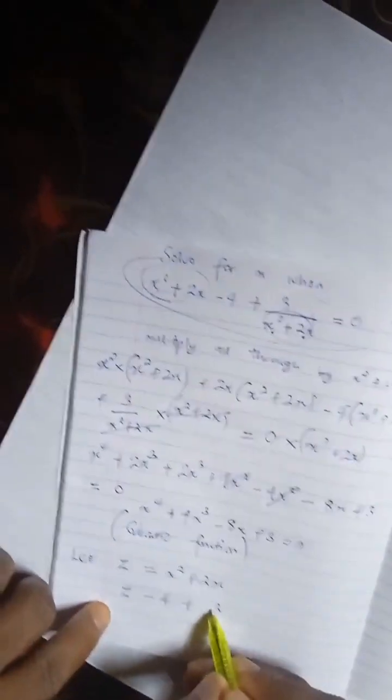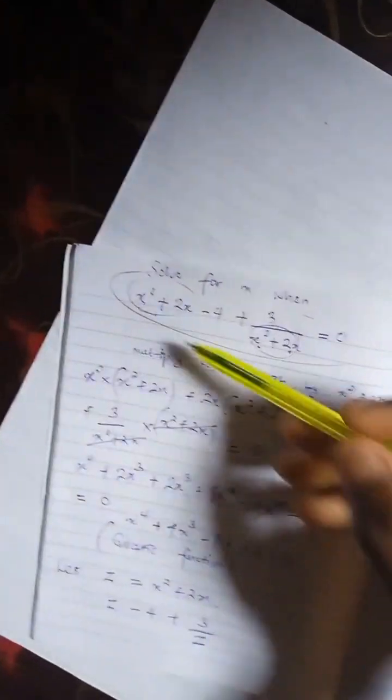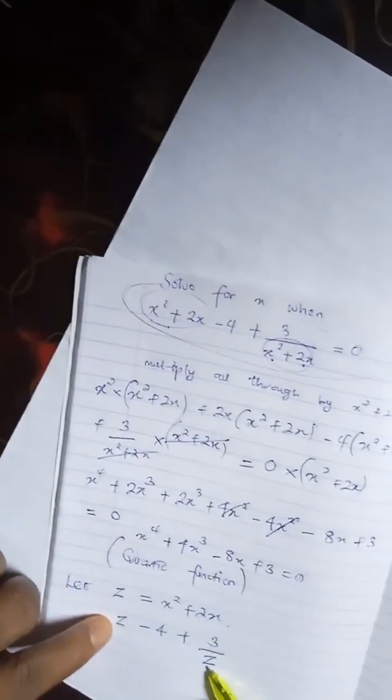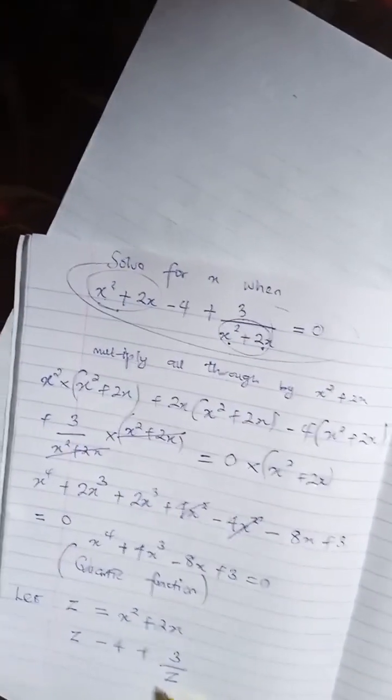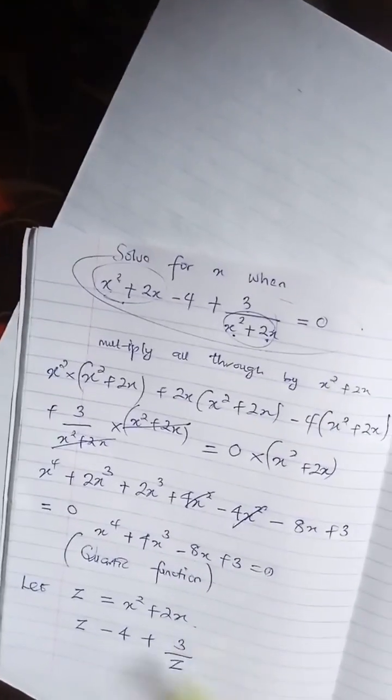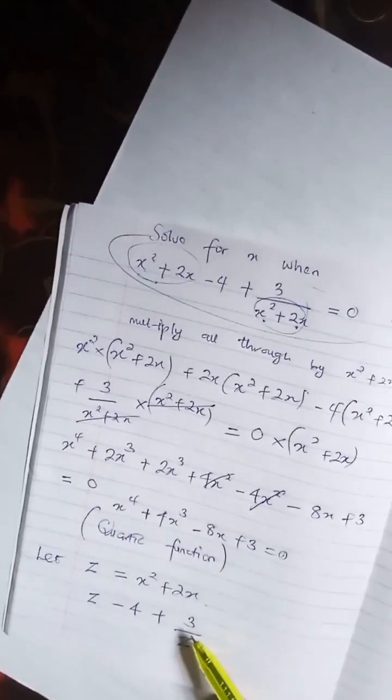So if you look at it now, anywhere we see x squared plus 2x, we'll put z there. We say z minus 4 plus 3 over z. So instead of having a quadratic term here, we're having just a single variable with the highest power of 1. So how does this help us? Let me explain it this way. When we simplified this previously, we got a quartic function with highest power of 4.